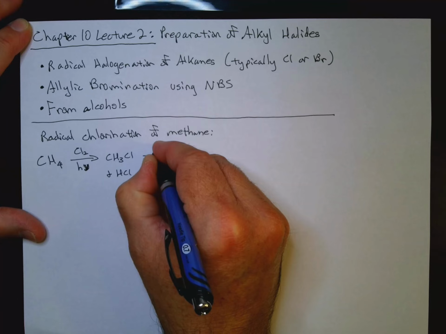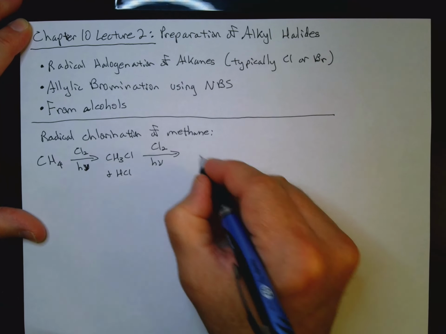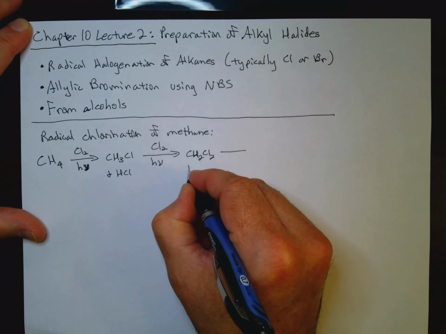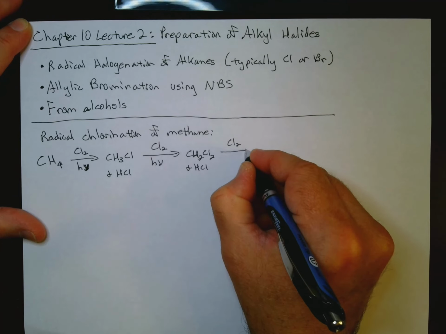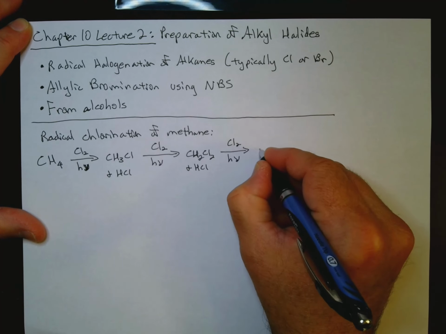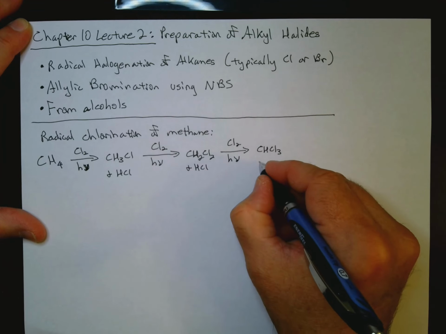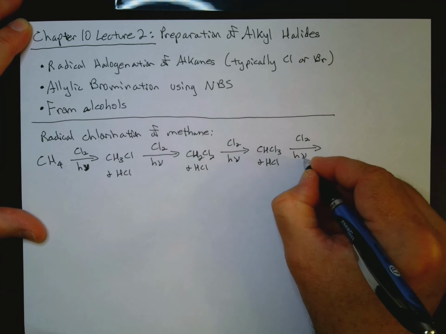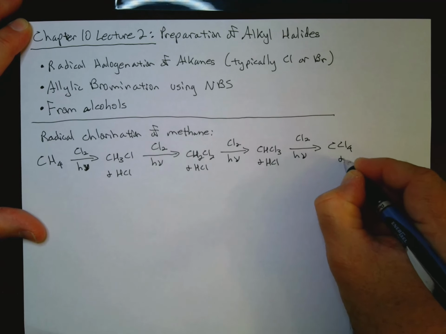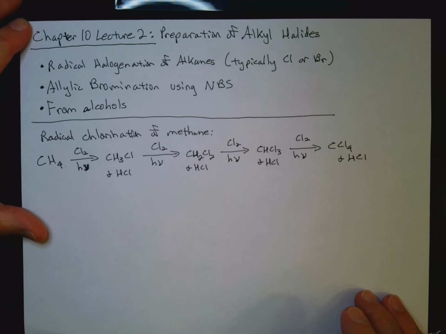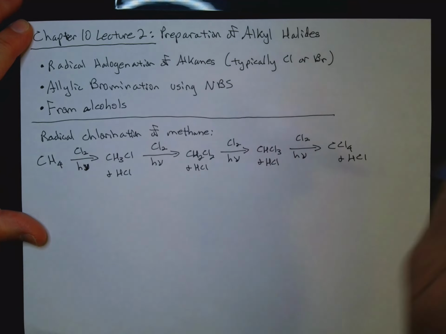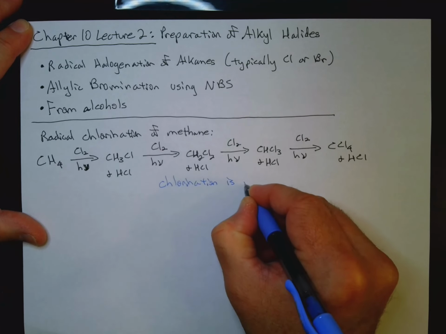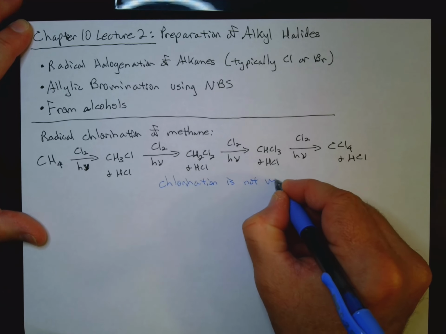That can keep reacting, and we'll get CH2Cl2, methylene chloride, plus HCl. That can keep reacting, and we'll get CHCl3, chloroform, plus HCl, and that can keep reacting, and we would get CCl4, carbon tetrachloride, plus HCl. So an important thing to note here is that chlorination is not very selective.